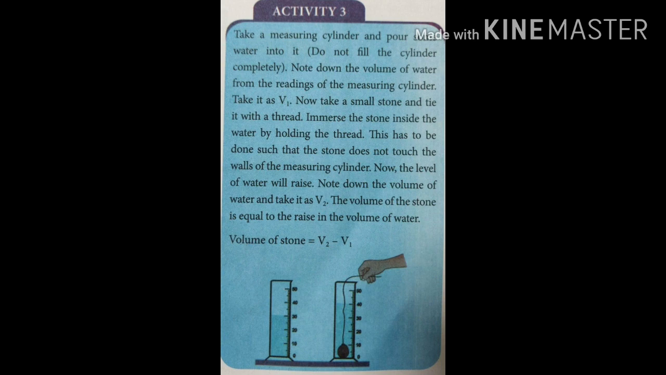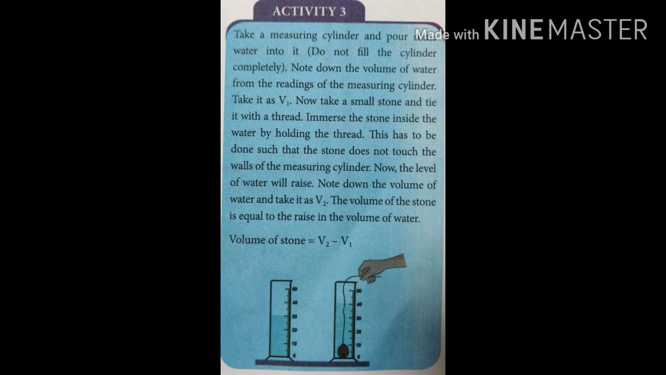Then what you should do, you should take a small stone and tie it with the help of a thread. Then immerse the stone inside the water by holding the thread. When you are dropping the stone, you should notice that the stone should not touch the walls of the measuring cylinder. Then the level of the water will rise. So automatically when you drop any heavy objects in the water, what will happen? Due to the weight, what will happen? The water level will rise. So here also the water level will rise. So that you should consider as V2.